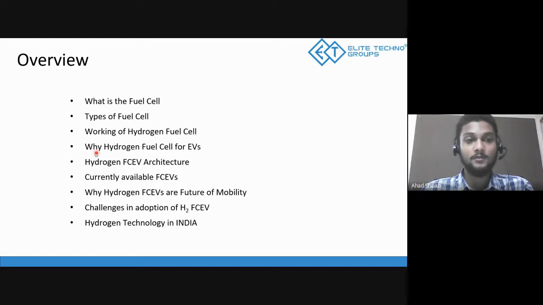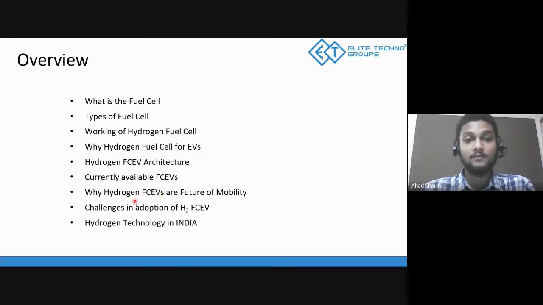And after that, we'll find out why only hydrogen fuel cell can be used for electric vehicle application and not some other kind of fuel cells. After that, we'll see how the hydrogen fuel cell electric vehicle works, what is the architecture of it, what are the key components of it, how does it operate. Based on that, we'll see what currently available fuel cell electric vehicles are in the market. If this technology exists, definitely someone has worked on it, and some companies might have launched some models. So what are those popular models all over the world? We'll have a look at a few models.